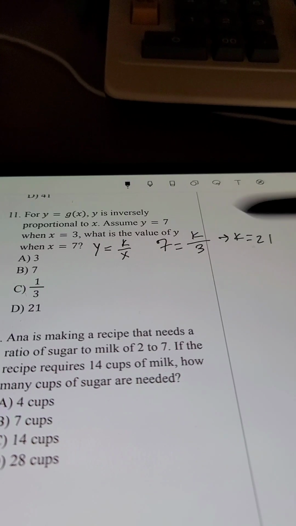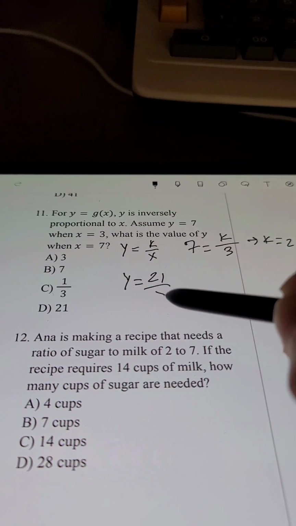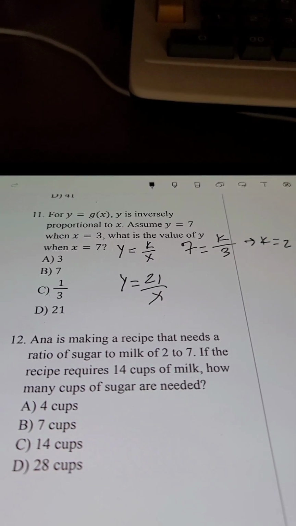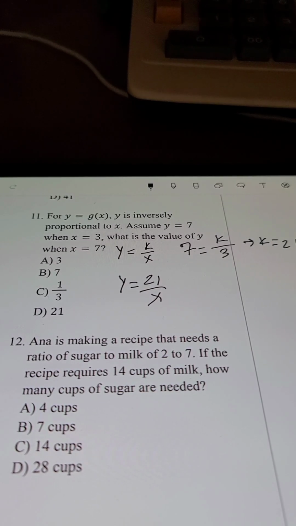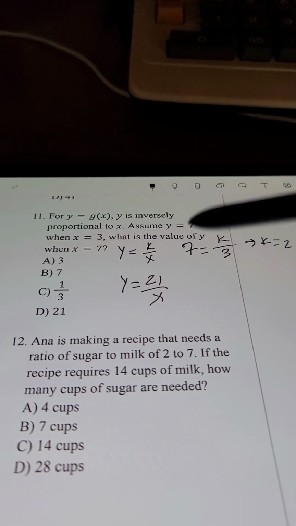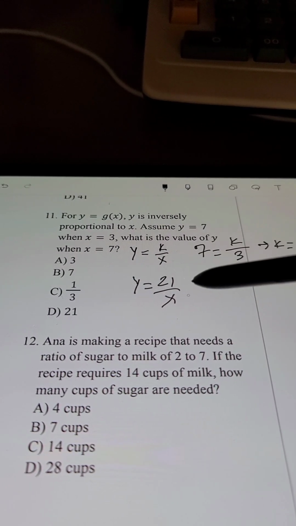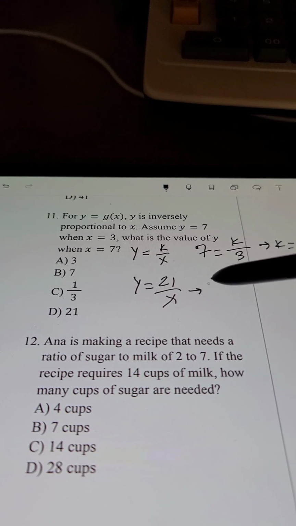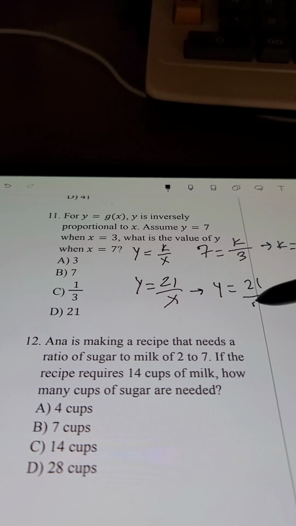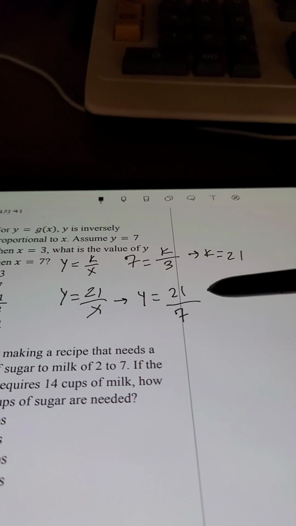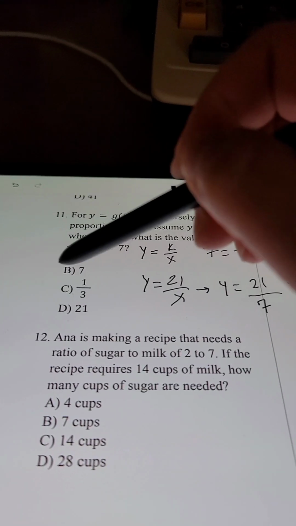So now I can plug that in for K and I have an equation that works for multiple X's and Y's. So if they give me a certain value for X or a certain value for Y, I can find the other variable with this equation. So it's asking me to find the value of Y when X is equal to 7. So I'm finding Y when my X is 7. So that just means Y has to be equal to 3. A.